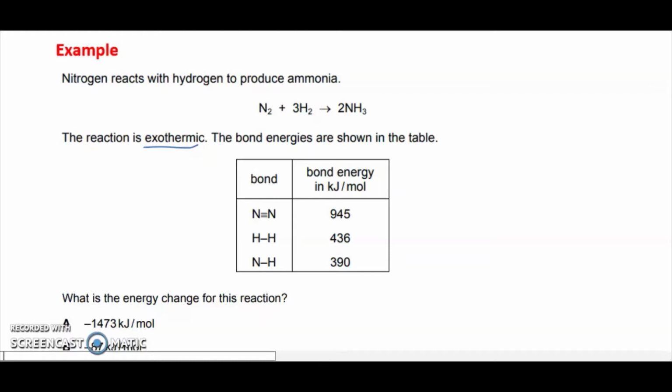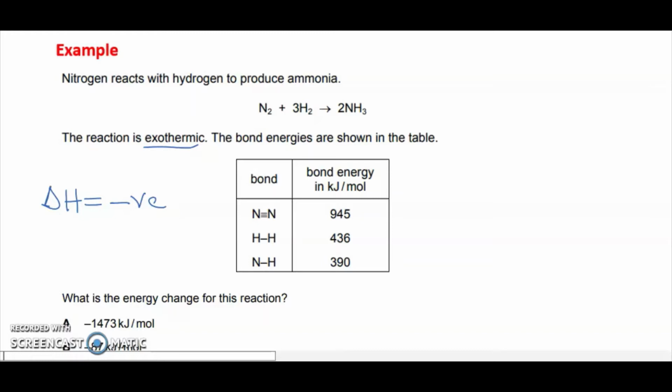If the reaction is exothermic, it definitely means that when we calculate our delta H, which is the energy change for the reaction, we should have a negative value. That is what it means. So if you were to calculate your energy change for a reaction and you get a positive value, you've probably made a mistake and you need to correct that or recheck your work.